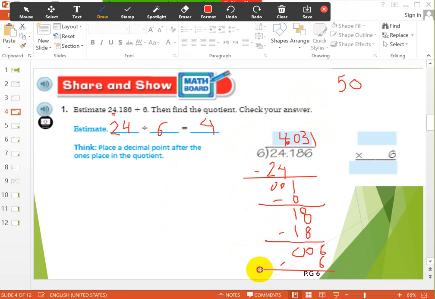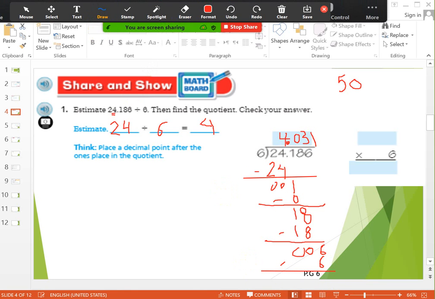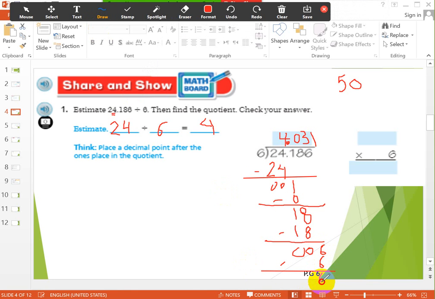So what is the quotient right here? The quotient is 4.31. If you want to know if your answer is correct or not, what do I have to do? The check step is to multiply the quotient by the divisor. If the answer is the dividend, that means my answer is correct. Let's find here the answer for this multiplication.